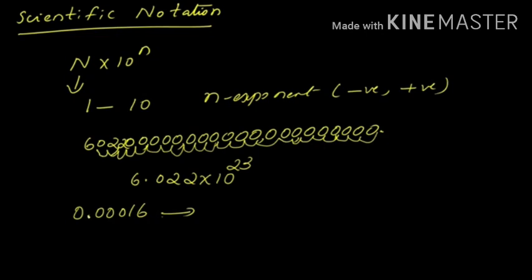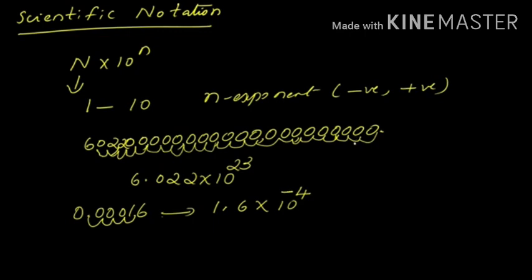1.6. Here there will be 16. The digit 16 is the... so we will be writing 1.6 into 10 to the power of, what is the exponent? How many digits we need to shift? 1, 2, 3, 4. Right? So we will be writing 4 over here. Since the decimal point is shifting towards the right side, the sign of that exponent will be negative.